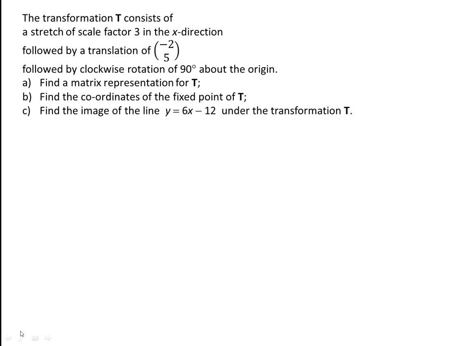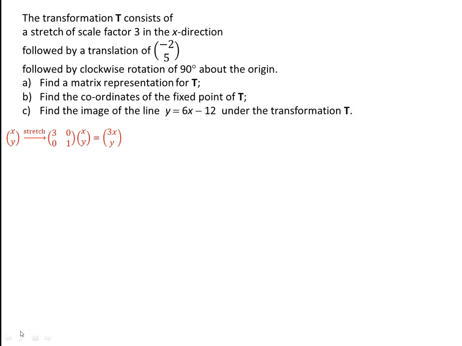So in order to find the matrix representation for T, we're going to do very much the same as in the previous example. We're going to start off with the general point (x, y) and think about what happens to that as it goes through the different processes. Now, a stretch of scale factor 3 in the x direction has got matrix 3, 0, 0, 1, and all it does is it simply multiplies the x coordinate by 3. So the point (x, y) is ending up at (3x, y).